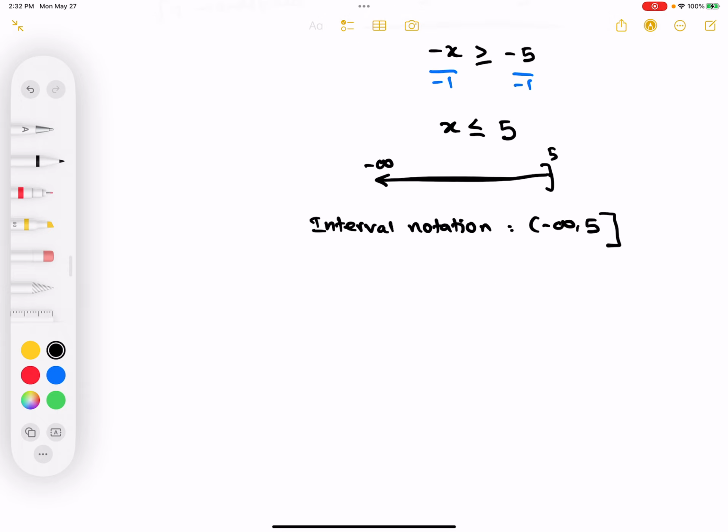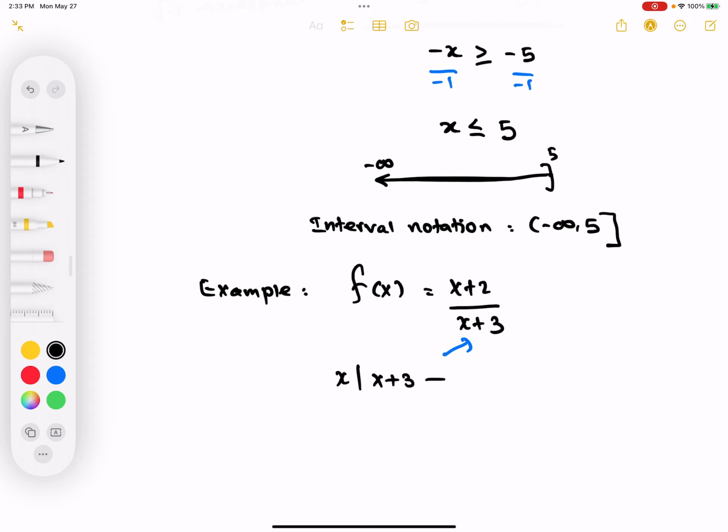Let me add one example. For example, f of x is x plus 2 divided by x plus 3. Now, when you look at a rational function, look at the denominator. That means any expression in the denominator should be different from 0. That means x plus 3 should be different from 0. So this is equivalent to saying x should be different from negative 3.